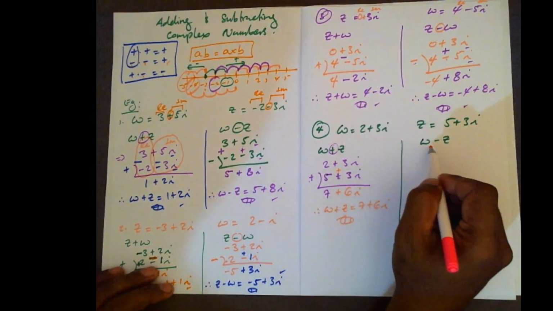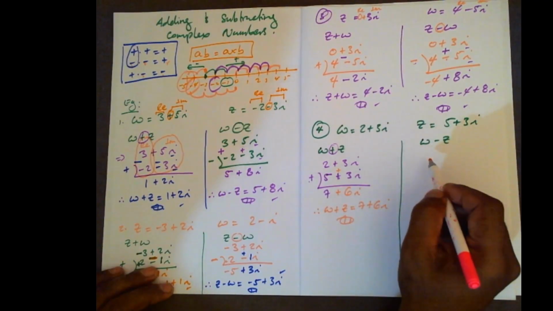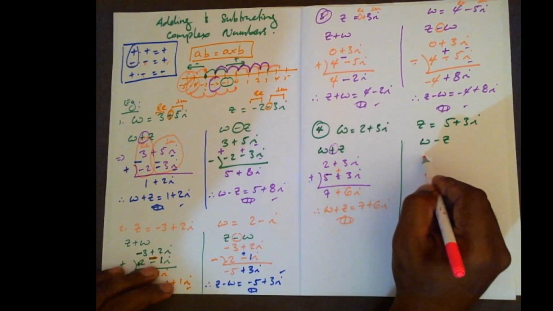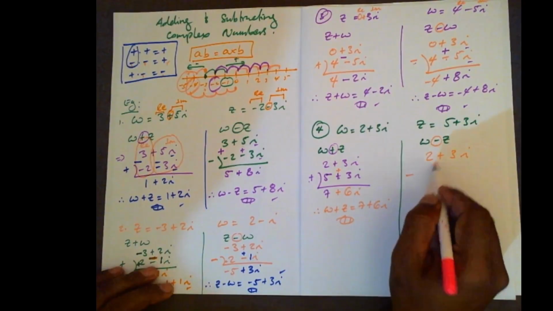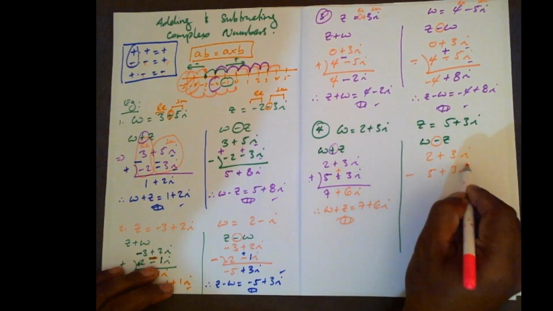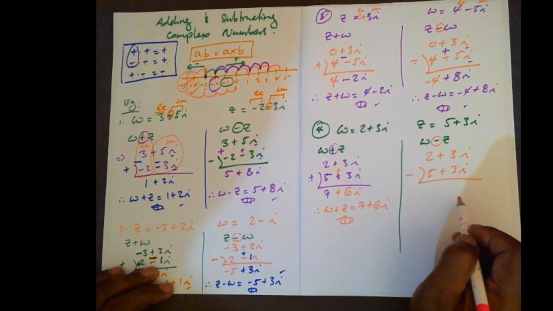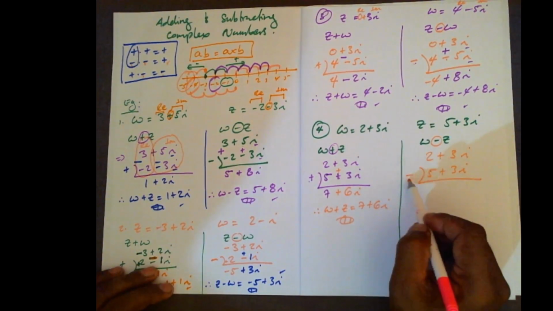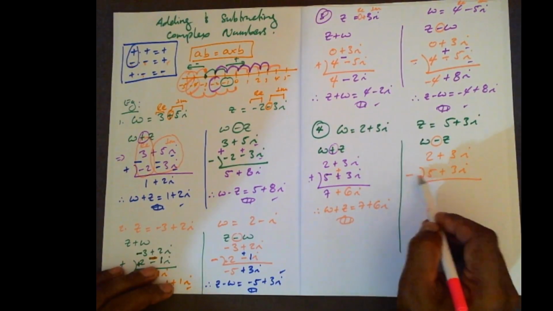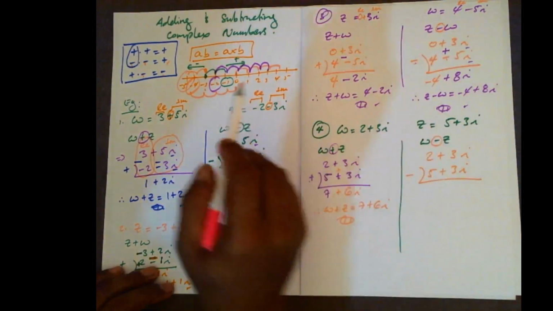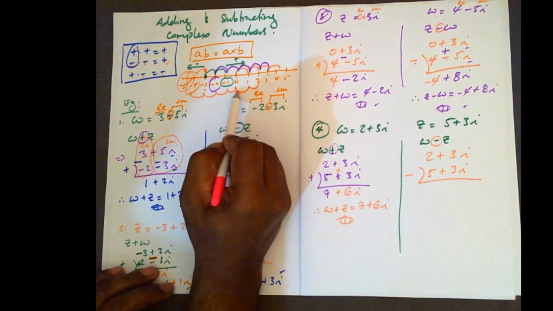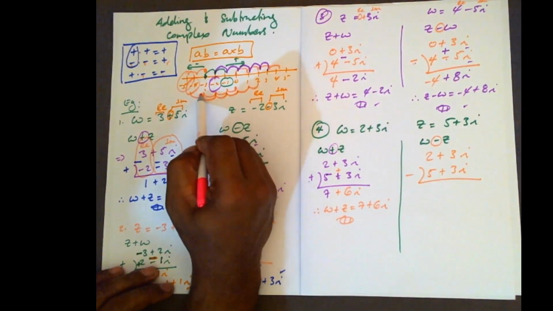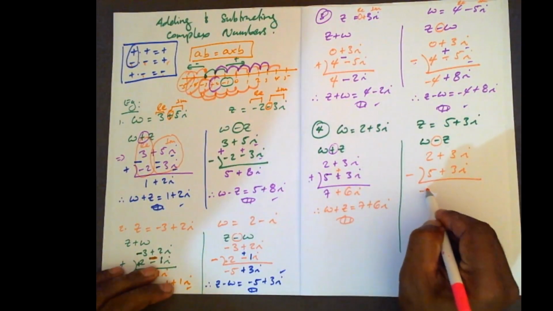Let's have a look at omega minus z. So what is omega? Omega is 2 plus 3i minus, so this is minus, z is 5 plus 3i. Let's calculate. 2 minus 5, concept is the same. 2 minus 5, I don't know what is 2 minus 5. I'll go back to my number line. 2 minus, I'll go down 5 times, 1, 2, 3, 4, 5. Our answer is negative 3.